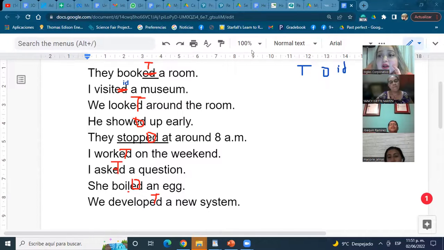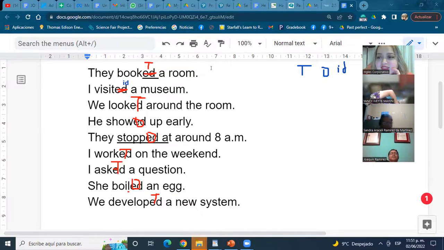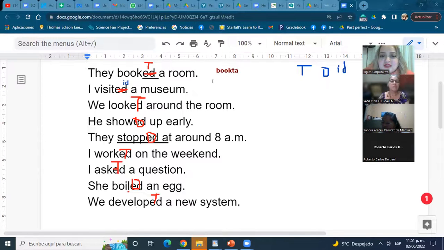Now we're going to connect it and it has to sound loud and clear, okay? So we're going to say booked the room. Booked the room. Okay. So here we're going to say visited.